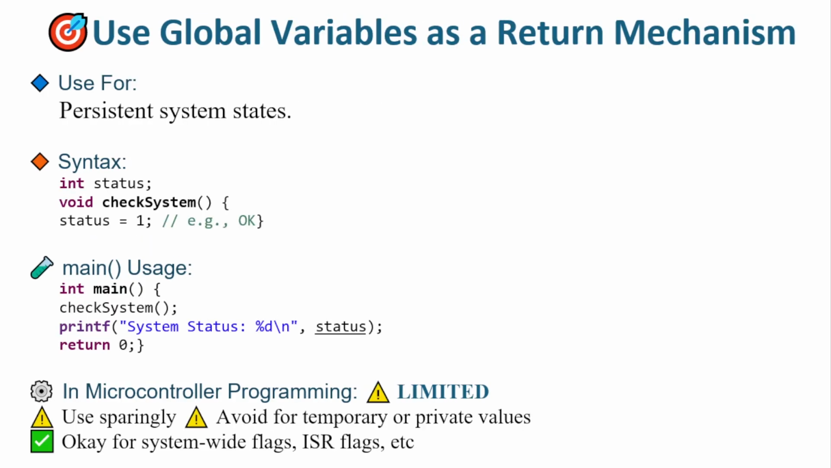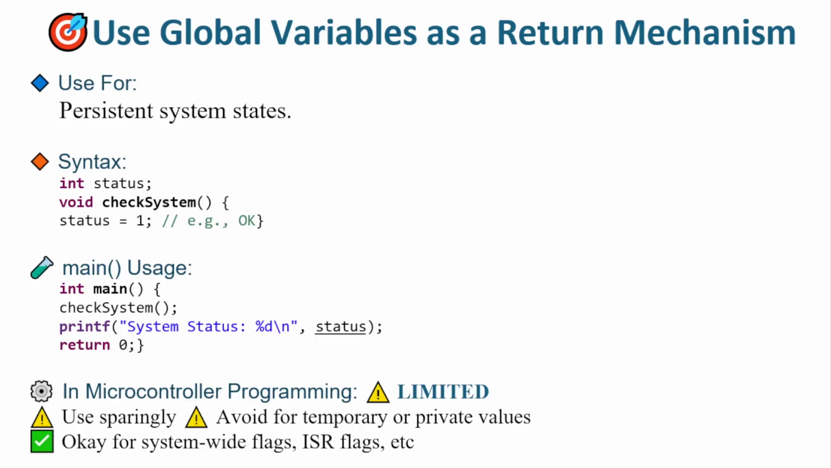Number 4, use global variables as a return mechanism. Another way to get data from a function is by using global variables. Here you define a variable outside all functions and the function changes its value. In main, you can directly use this updated value. This method is helpful for values that need to be accessed everywhere in your program, like system status flags or interrupt flags.